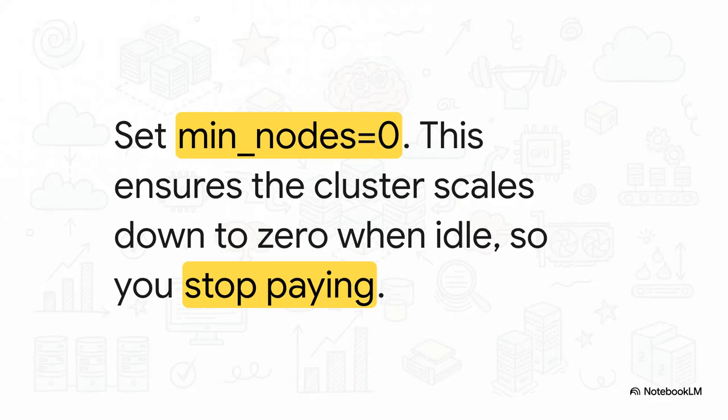The answer is 0. You set min nodes to 0. By doing that, you are basically telling Azure, hey, the second this job is done, shut the whole factory down completely so I don't pay a single cent for machines that are just sitting idle. This is the single most important setting for managing your training costs.